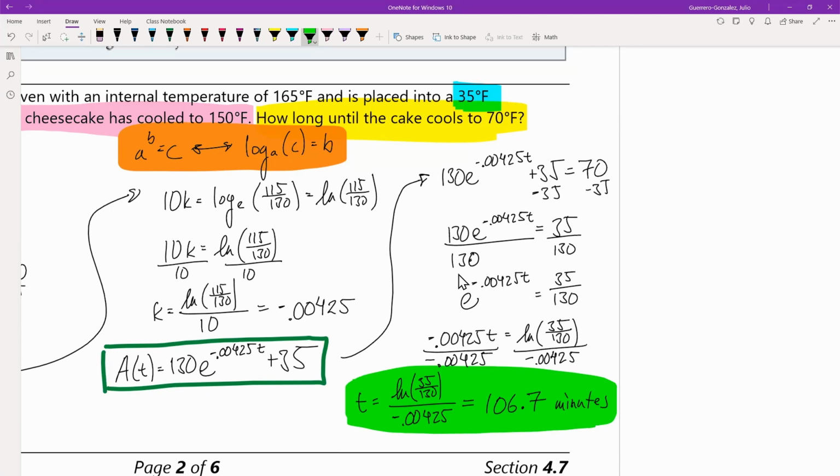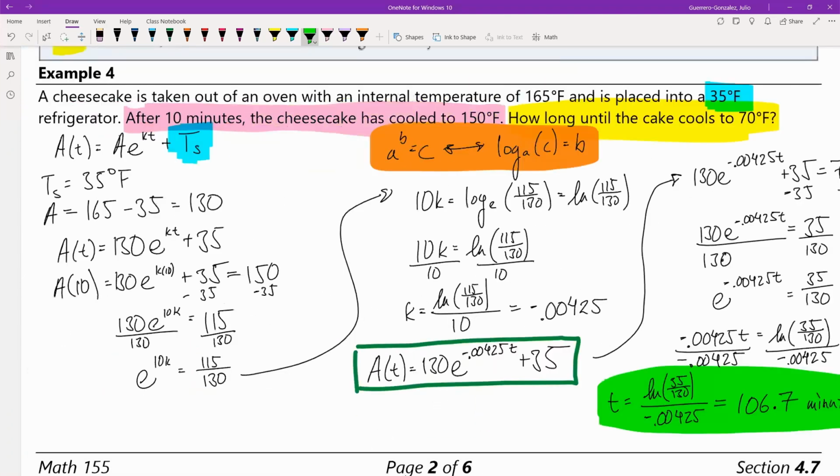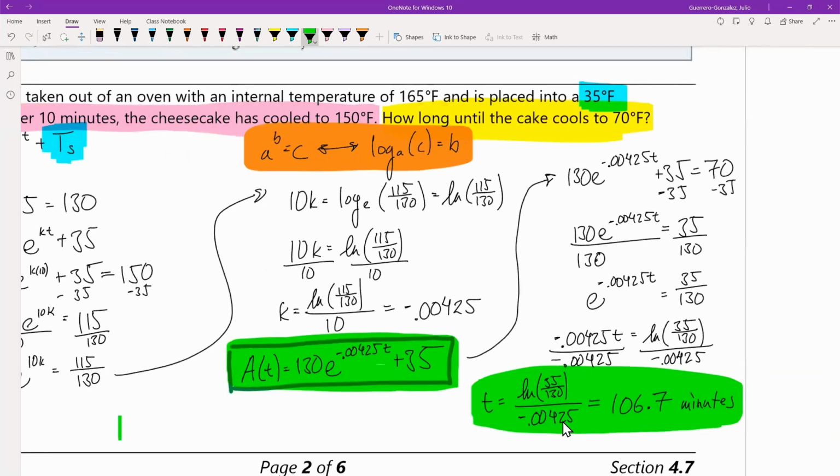Let me move this over a little bit. Okay. So all of this work, right, was to find two things. We needed to find this thing first, the equation that modeled the temperature of our cheesecake, and then we use that equation to find the time that it's going to take for it to get down to 70 degrees. Notice we used basically everything from chapter 4 at this point, right?